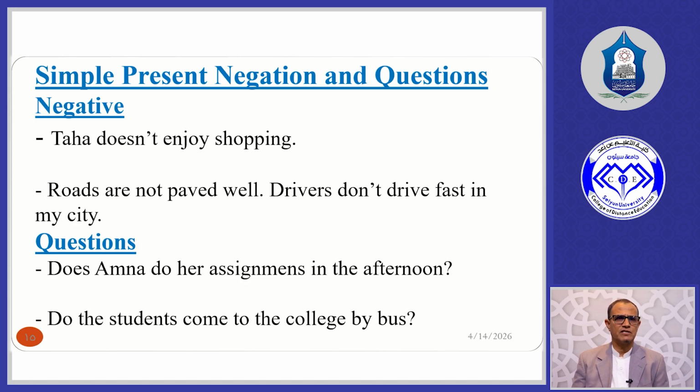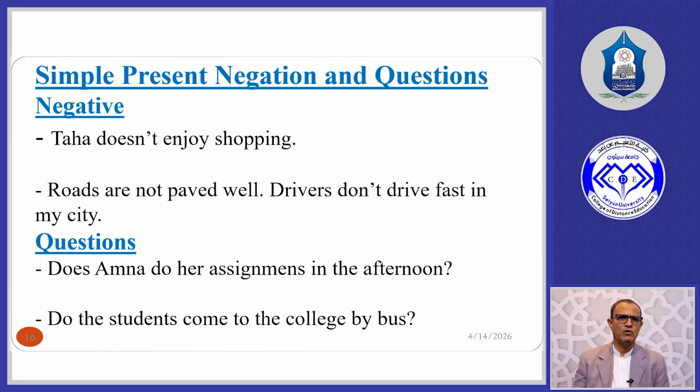But if the subject is plural, we have to use do. For example, we have two questions. Does Amina do her assignments in the afternoon? Do the students come to the college by bus? Why do we use do? Because the subject here, the students, is plural, so we say do. In the first one we say does, because Amina is singular. These two are yes/no questions. They are not information questions.